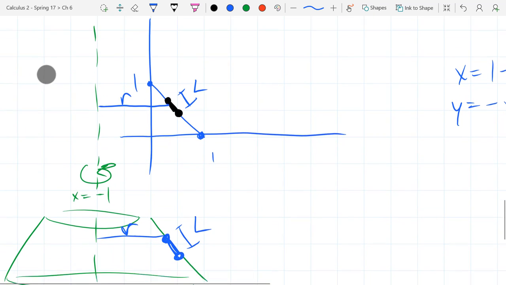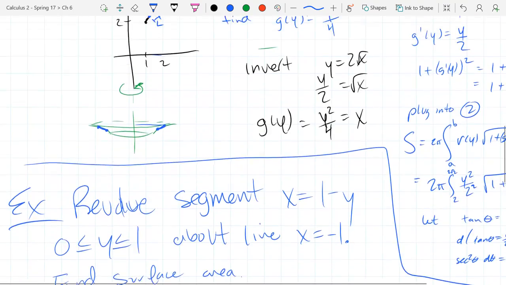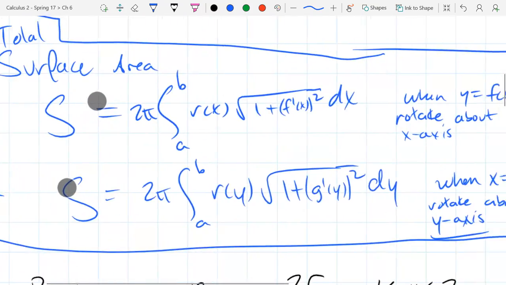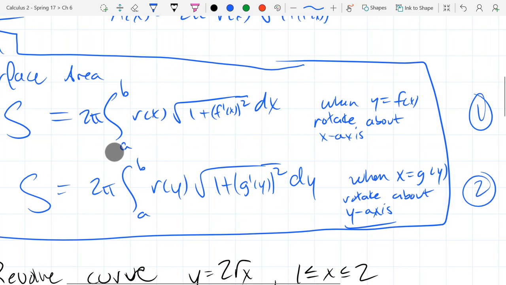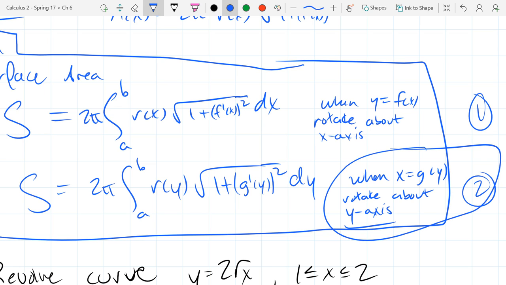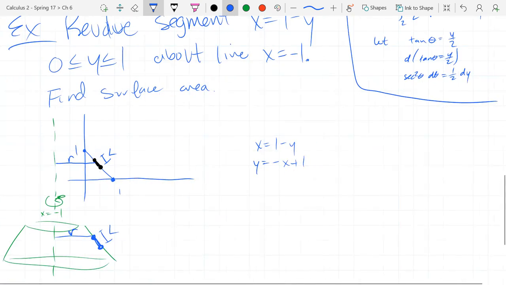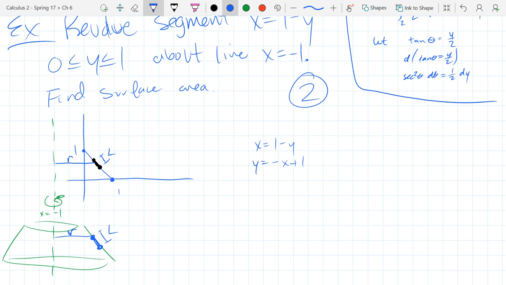So do I need a function of x or y? If we look back, we're not revolving about the x-axis or the y-axis. However, we're almost revolving about the y-axis. So we're revolving about a vertical line. So we're going with number 2 here. We're not quite going around the y-axis, but right next to the y-axis. So we're using the second one. So I need functions of y. Number 2 is a dy integral, so I need an r of y, and we'll get that first.